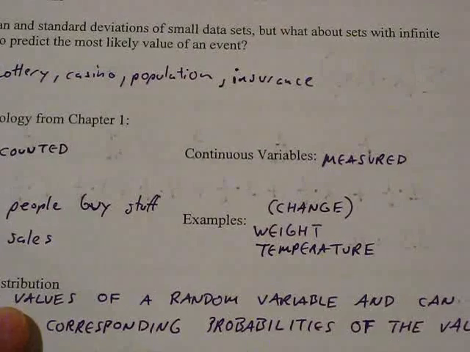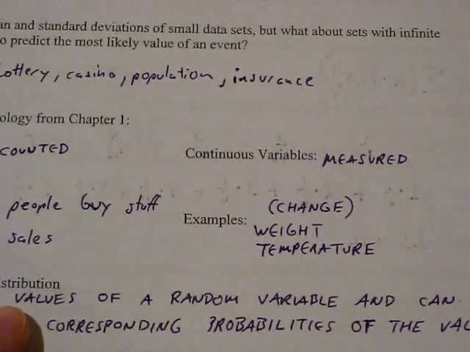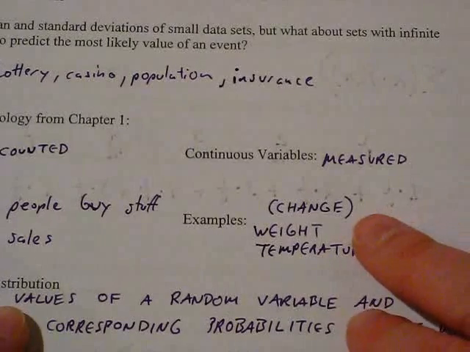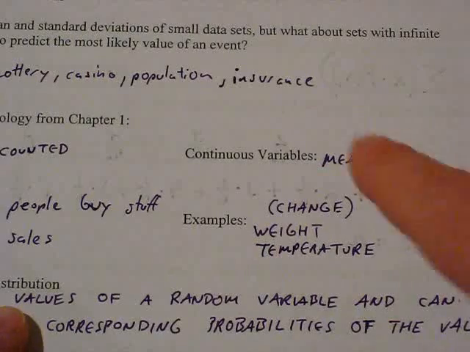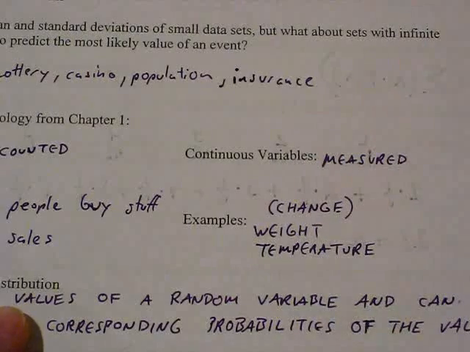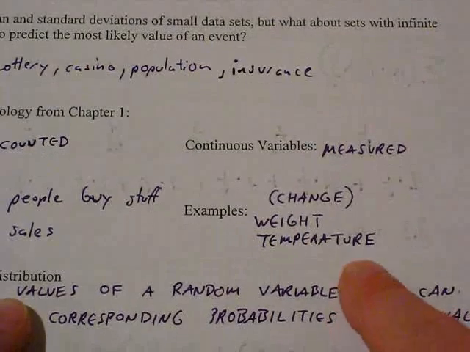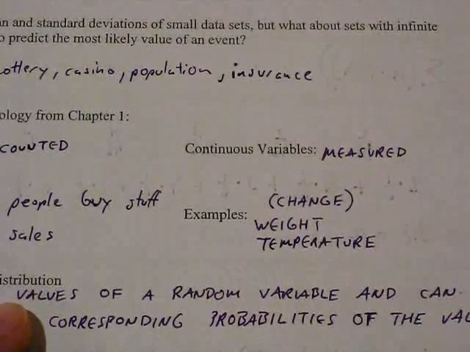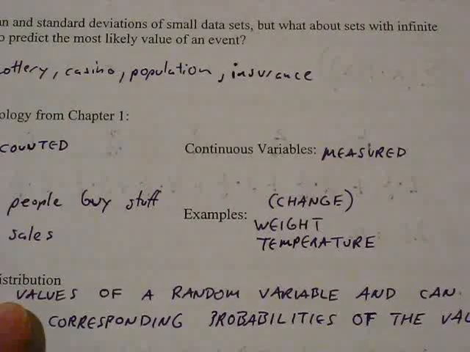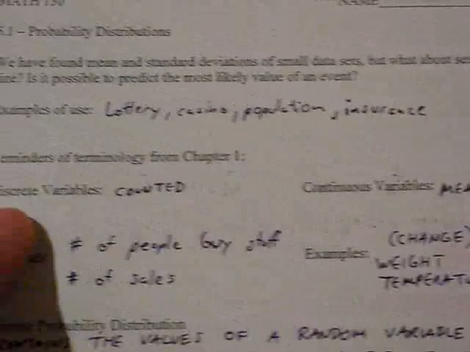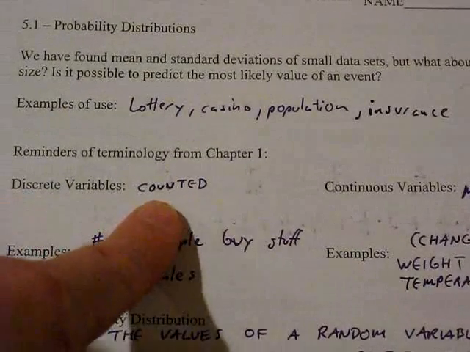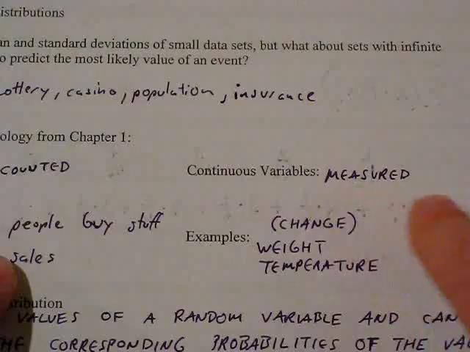Continuous variables are things that are measured. For example, your weight is something that needs to be measured, and it's a continuous measurement because your weight's not going to stay the same all the time. Same thing with temperature: you can know at a certain moment what the temperature is, but it needs to be continuously measured. That's the difference again between discrete variables, which can be counted, and continuous variables, which can be measured.